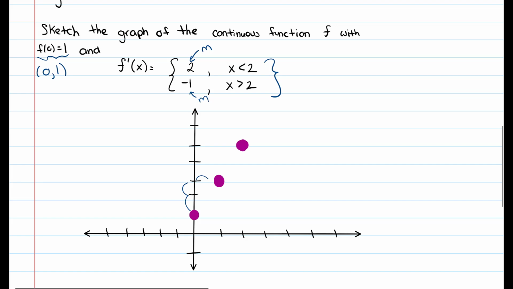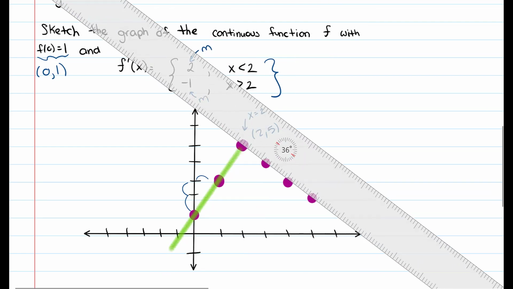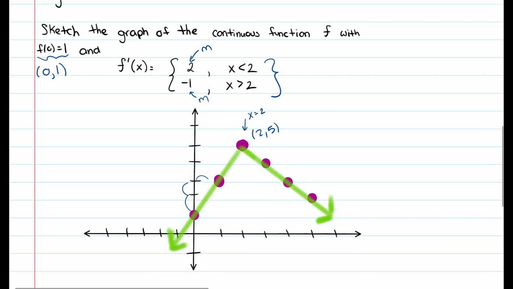And right here, this is the point x equals 2, which is the point (2, 5). And as soon as I hit 2, my slope changes to -1. So I go down 1 over 1, down 1 over 1, and so on. And so now you just draw it in. And so this is going to be the graph of our function.